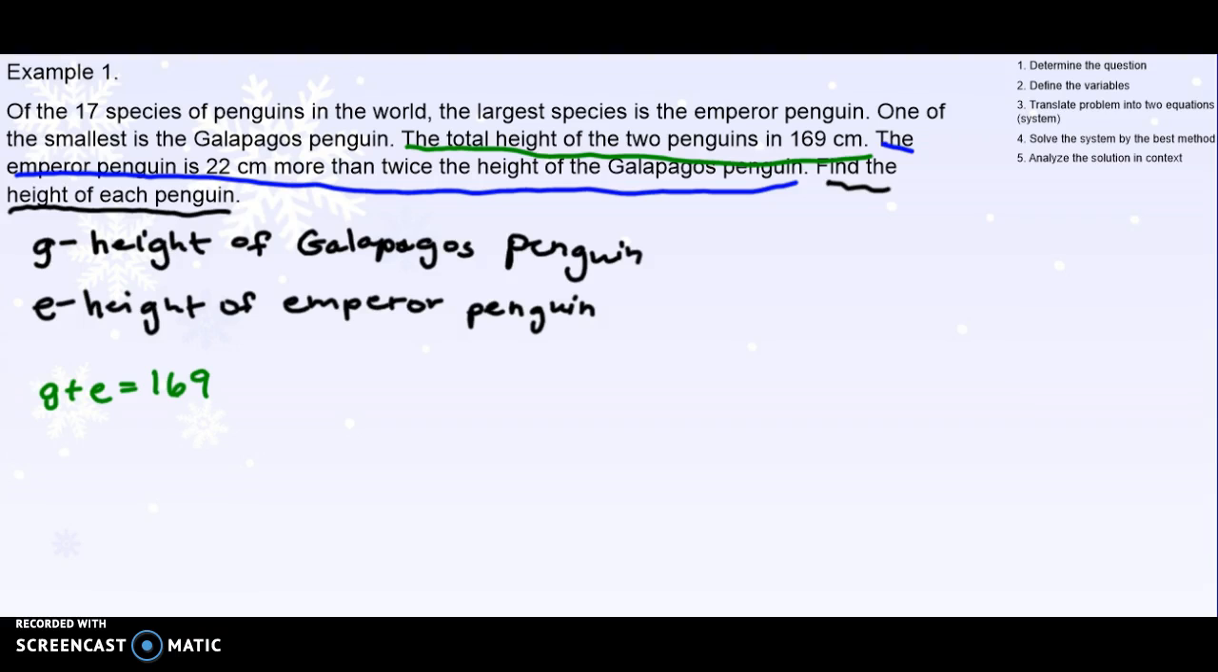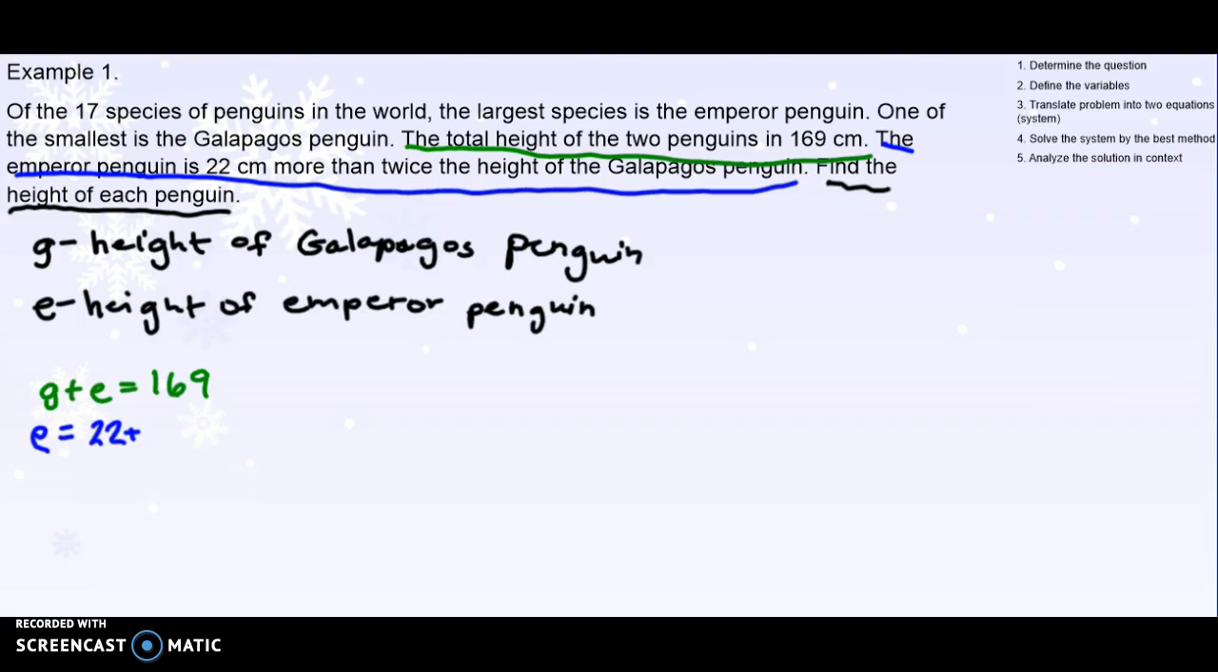My second sentence says, the emperor penguin is 22 centimeters more than twice the height of the Galapagos penguin. Well, this is going back to one of our previous standards where we went from words into numbers. So we're just going to use those same words. So it says the emperor penguin, that's our variable E, is, remember, is equals, 22 centimeters more than, so we know that we'll have 22 plus, twice the height of the Galapagos penguin.